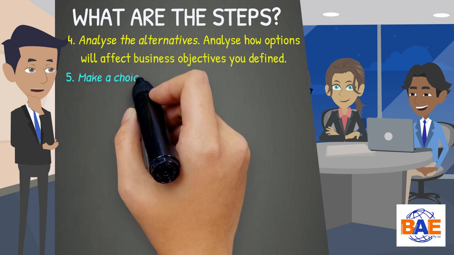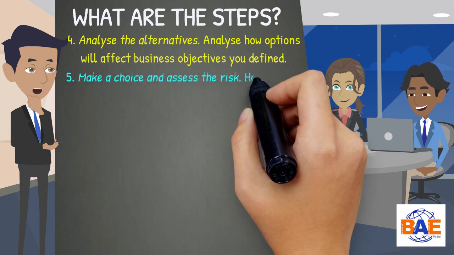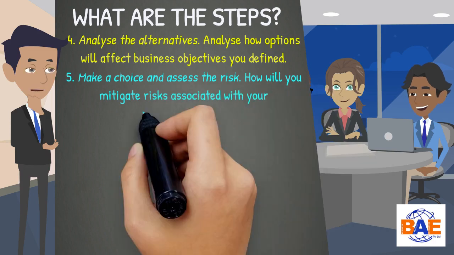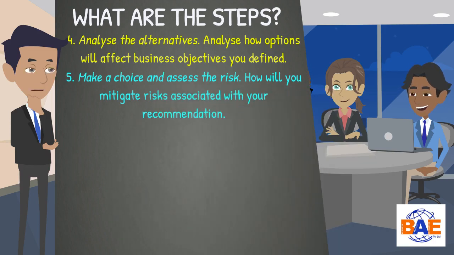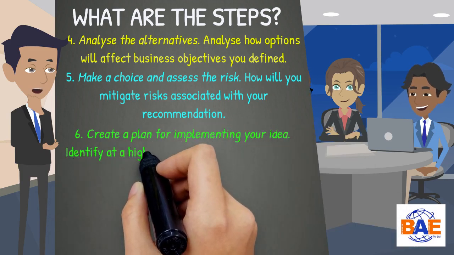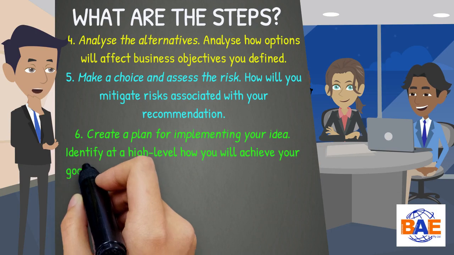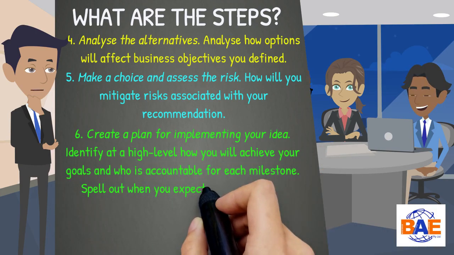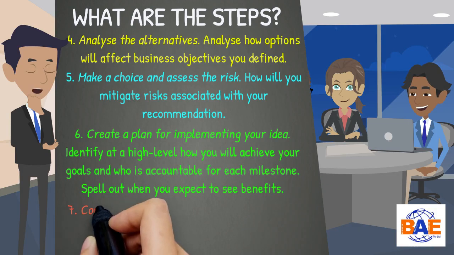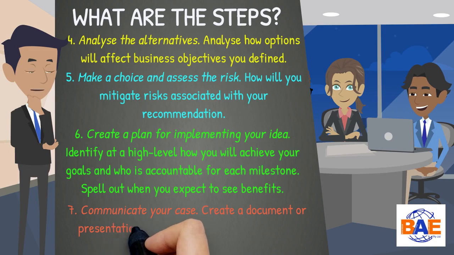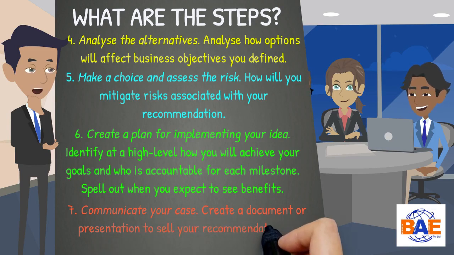5. Make a choice and assess the risk. Make recommendations based on your analyses and consider how you will mitigate any risks associated with your recommendation. 6. Create a plan for implementing your idea. Identify at a high level how you will achieve your goals and who will be accountable for each milestone. Spell out when you expect to see benefits. 7. Last step is to communicate your case. Create a document or a presentation, or perhaps both, to sell your recommendation to decision makers.